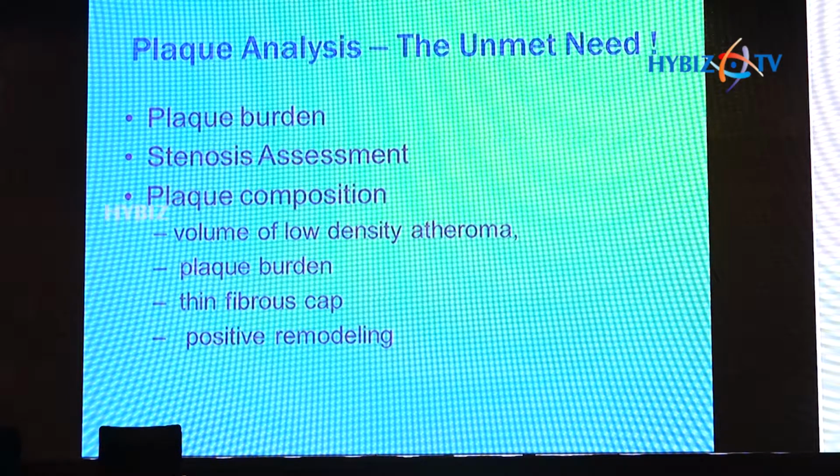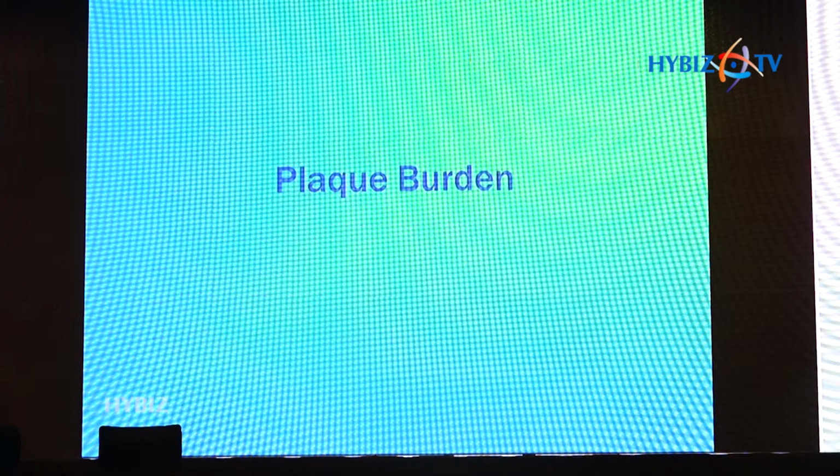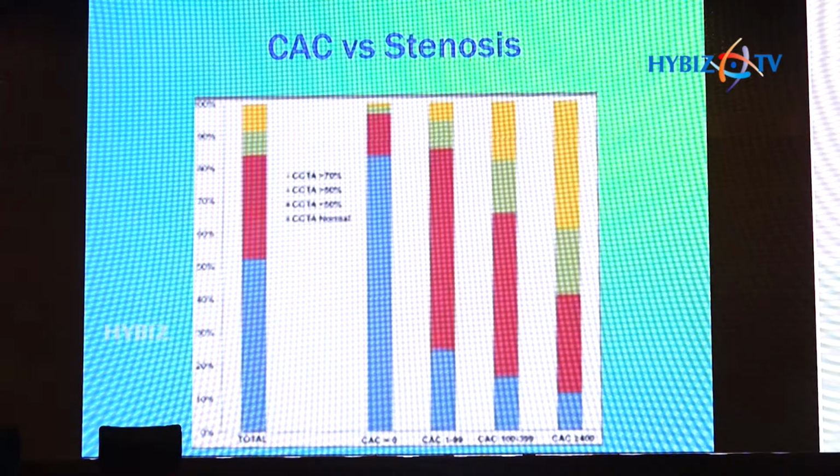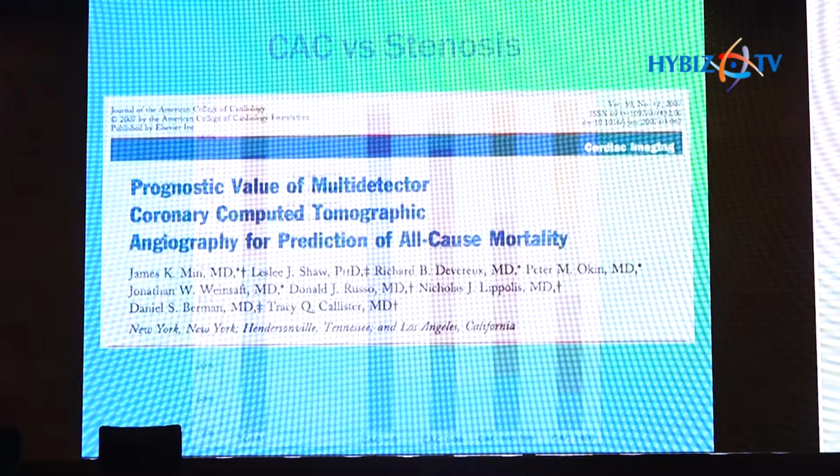So plaque analysis, I believe, is the unmet need when you want to risk stratify your patient and recognize the chance of having an ACS. So when we're looking at plaque analysis, we'll be looking at basically 3 concepts: the plaque burden, stenosis assessment, and plaque composition. Plaque burden is basically by the calcium score, and you can see that it adds value to the conventional risk factors. The more the calcium, the more the stenosis. That is also, again, well known.